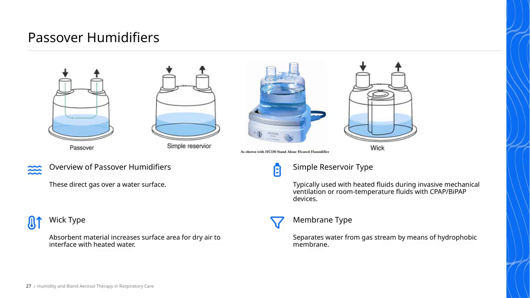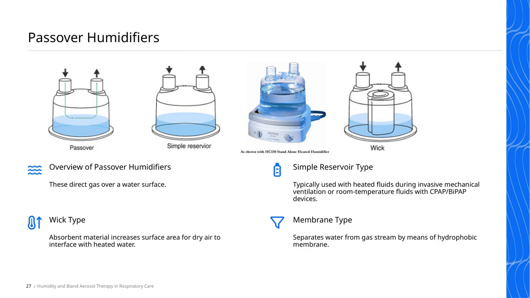Let's take a closer look at passover humidifiers. These devices are designed to add humidity to dry gases, and they do so by directing the gas over a water surface. One key point is that they separate water from the gas stream using a hydrophobic membrane. This membrane allows water vapor to pass through while preventing liquid water from entering the gas flow, which is crucial for safety and efficiency.